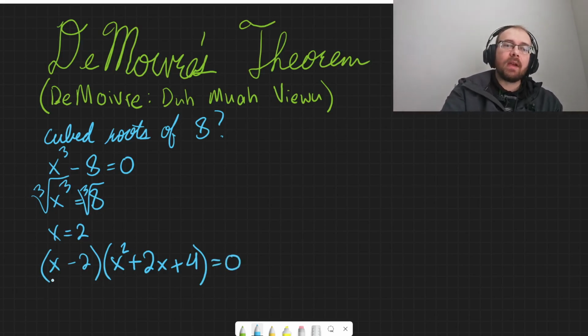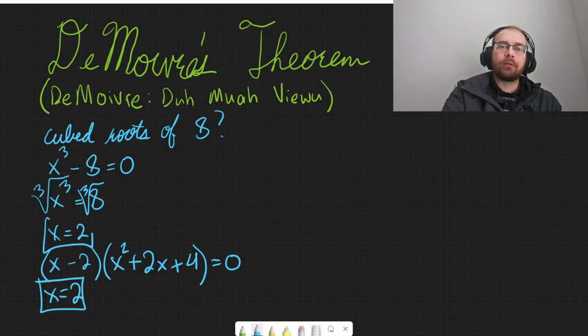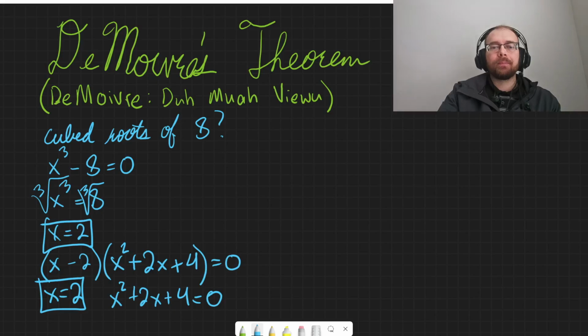So then this would be equal to 0. And then I could say, well then x would be equal to 2, which we already got from earlier, so we already reestablished that. But then also x squared plus 2x plus 4 is equal to 0. So that's also a thing. Now I'm going to have to try to factor this, but there are no factors of 4 that add to 2, not in the natural numbers or even the rational numbers.